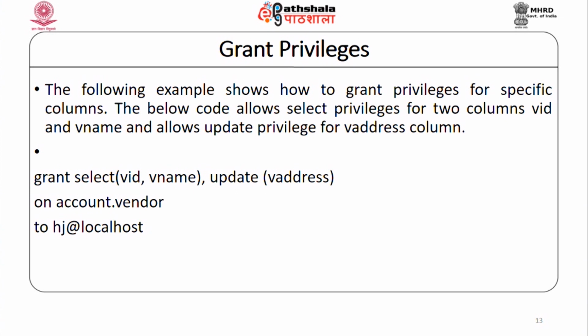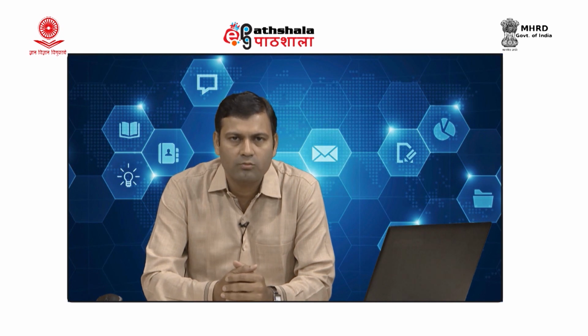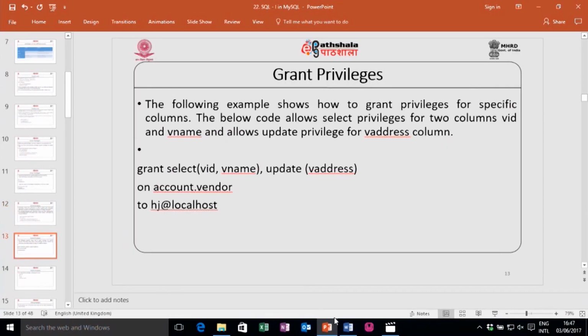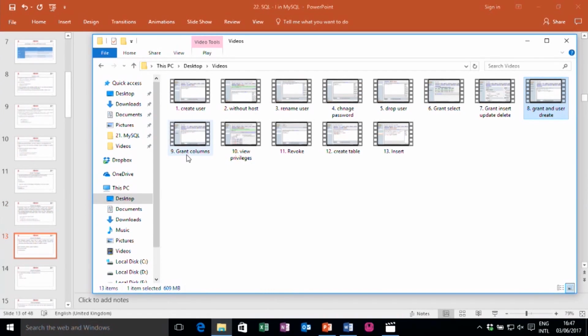You can also give privileges to specific columns. To do that, in the GRANT statement you write GRANT, then the privileges, and the column names in brackets. For example, here I code GRANT SELECT for the columns VID and VName, and UPDATE for the column address, ON account dot vendor table TO HJ@localhost. Let me show you the video demonstration. Here you can grant on a particular column.